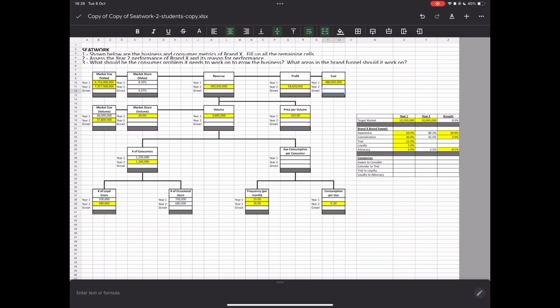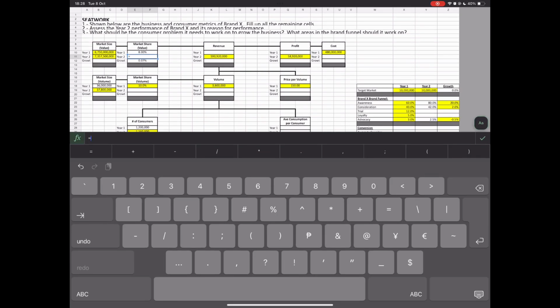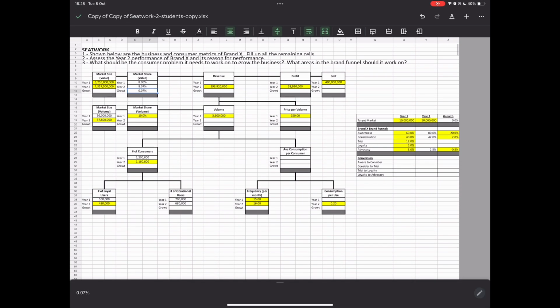This is a copy of the exercise without anything solved. So we're gonna start first with the top row. To get the market share for year 2, that's very simply the year 2 revenue of the brand divided by the market value. That's about 8.07.